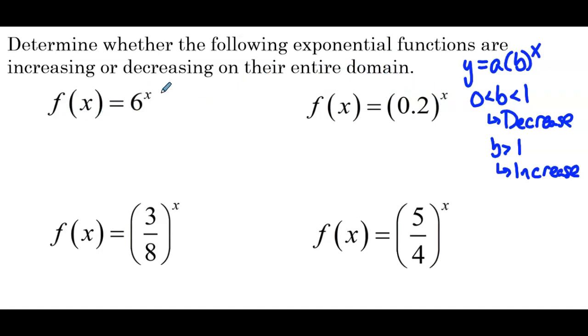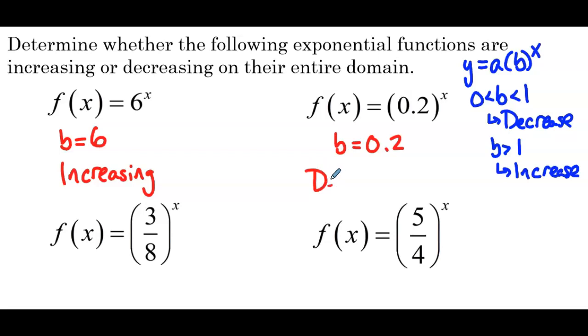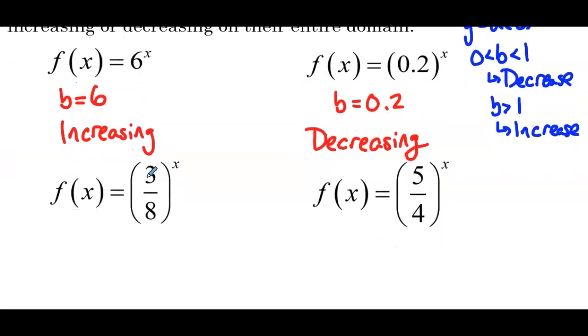So f of x equals 6 to the x. So the base is 6, right? b equals 6. So that's greater than 1, so our function is increasing as we move from left to right. f of x equals 0.2 raised to the x. Okay, so our base is 0.2, so that's between 0 and 1, which means our function is decreasing. f of x equals 3/8 raised to the x. Well, our base is 3/8. That value is between 0 and 1, means our function is decreasing as we go from left to right.